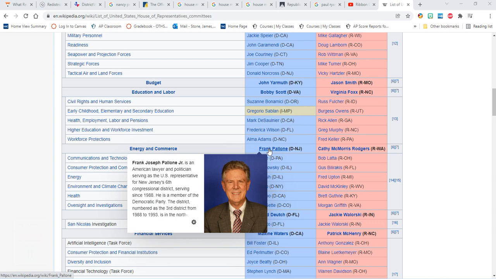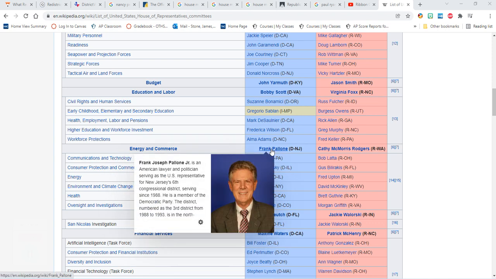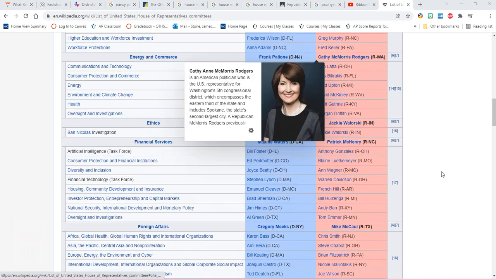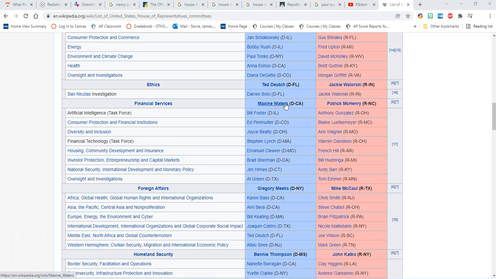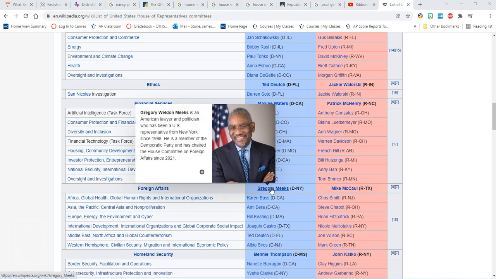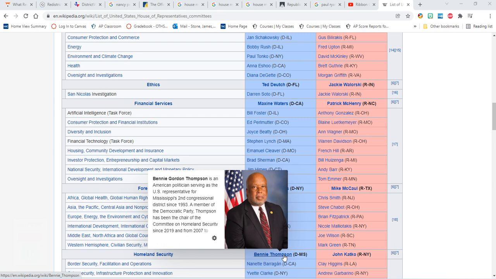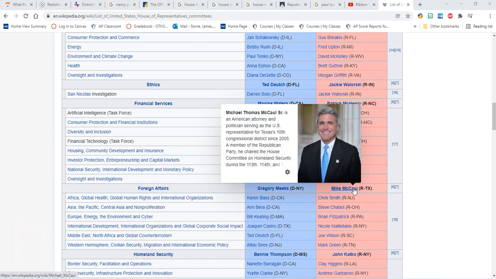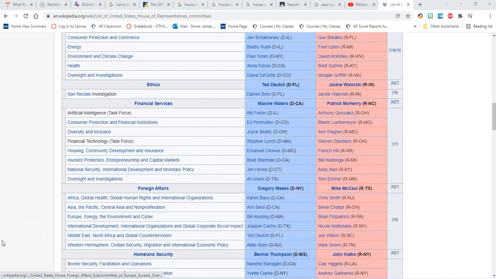And if we could just look at some other ones here, just for fun. There's energy and commerce. Elected in 1988. Good Lord. And she looks rather, it doesn't say when she's elected, but again, not the leader, just the ranking member. So we'll see. And of course, there's people like Maxine Waters, who's been there forever. I don't know who this guy is, but 1998. Oh, God. Here's another one, 1993. So, you know, Mike McCaul, 2005. Anyway, you get the idea.